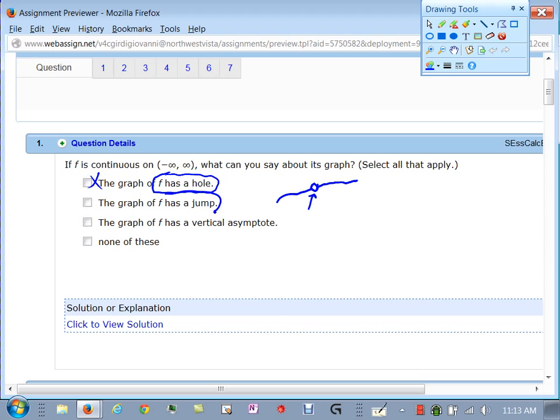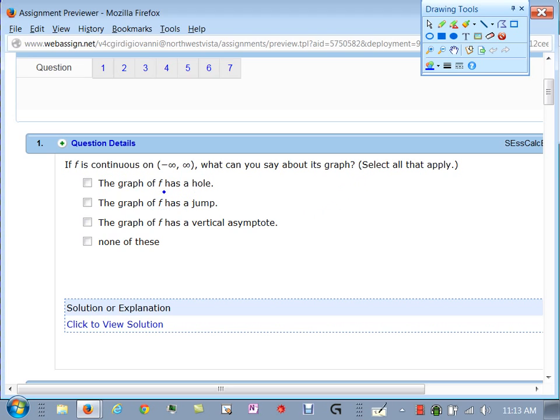A jump also cannot occur. So a jump would look like this. We have a graph, and then all of a sudden it jumps up. Maybe it's solid here, and then keeps going. Anywhere we have a jump, we have a discontinuity. So it's not possible for us to have a jump either.